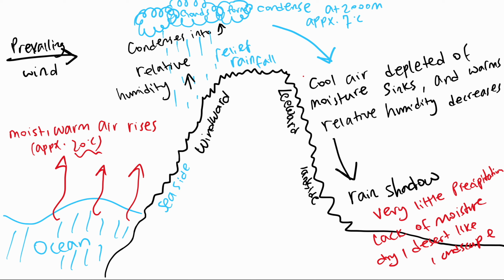And facing away, the leeward, the land side, the cool air, now depleted of moisture, is going to sink down. It's going to warm up, because remember, it's quite hot here. And the relative humidity is going to decrease down here, because the rainfall, all the humidity, everything is on the ocean, the sea side, the windward side. There's nothing here. This causes a rain shadow. This is a key term you need to know. Very little precipitation, lack of moisture. It's going to be dry, and it's going to be a desert-like landscape.